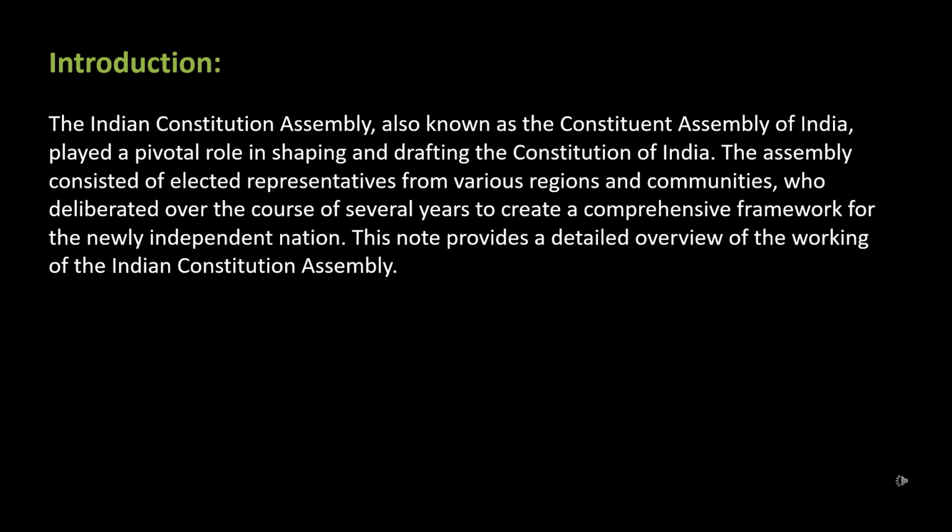Introduction. The Indian Constitution Assembly, also known as the Constituent Assembly of India, played a pivotal role in shaping and drafting the Constitution of India. The Assembly consisted of elected representatives from various regions and communities, who deliberated over the course of several years to create a comprehensive framework for the newly independent nation. This note provides a detailed overview of the working of the Indian Constitution Assembly.